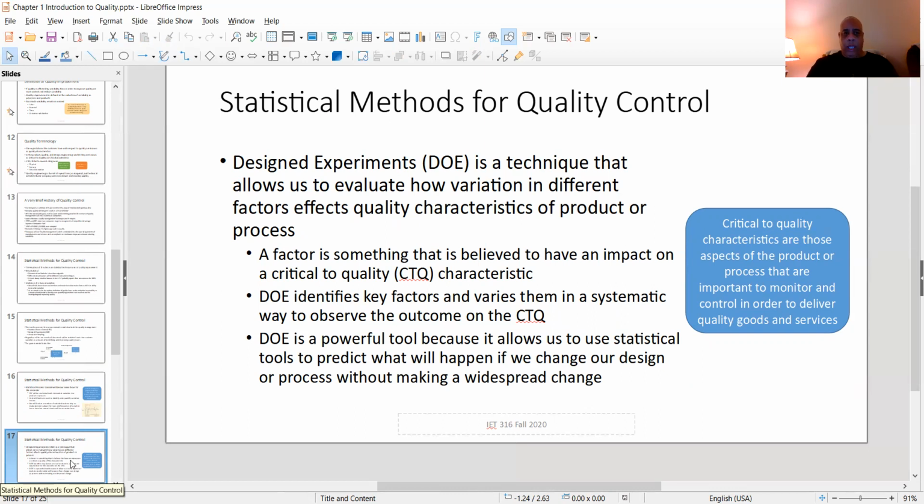Now, DOE, which stands for Designed Experiments, identifies key factors and varies them in a systematic way to observe the outcome on the CTQ. DOE is a powerful tool because it allows us to use statistical tools to predict what will happen if we change our design or process without making a widespread change.